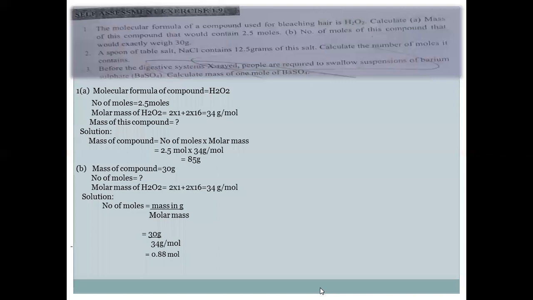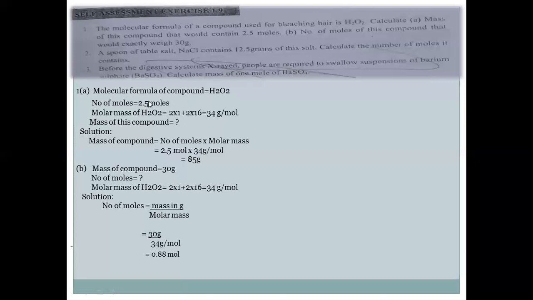And this is self-assessment exercise 1.9. The compound which bleaches hair is H2O2, which is also called hydrogen peroxide. There are two parts of this numerical. A part is here to find out mass, and B part is we have to find out the mole.